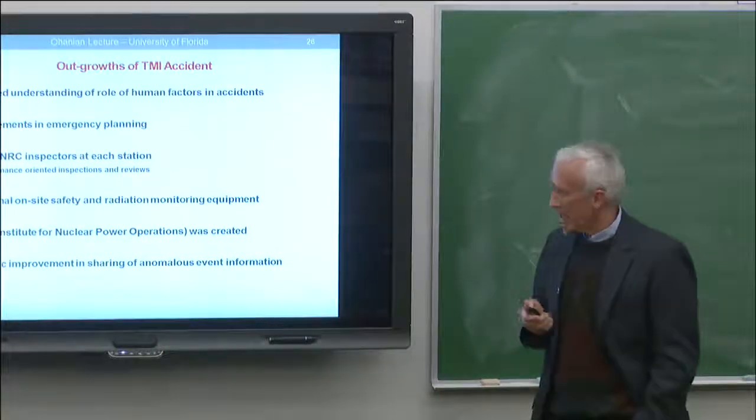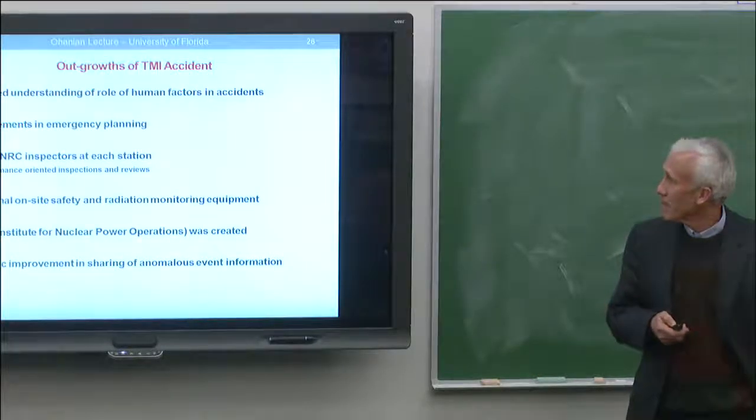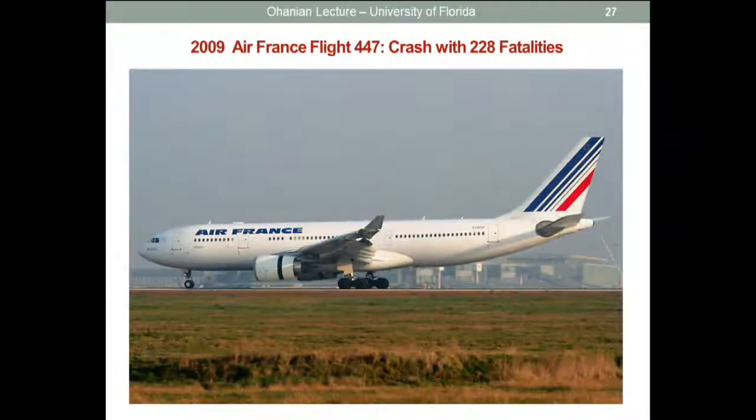And the things that happened there are interesting to analyze now, 35 years later, and I used this example. I'm sure you've all read about the 2009 crash of Air France Flight 447, which killed 228 people.